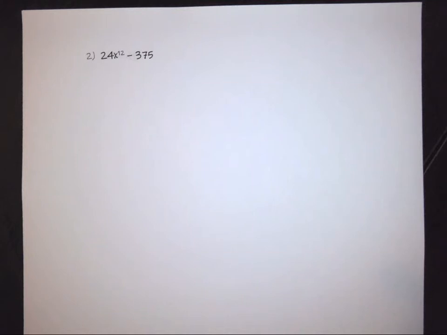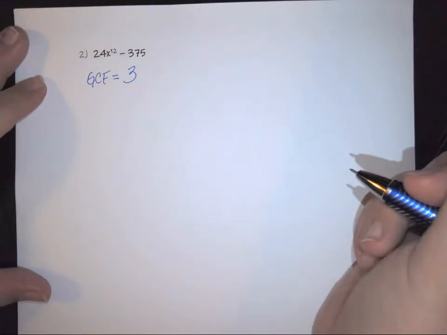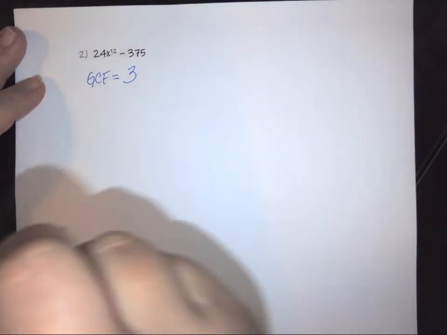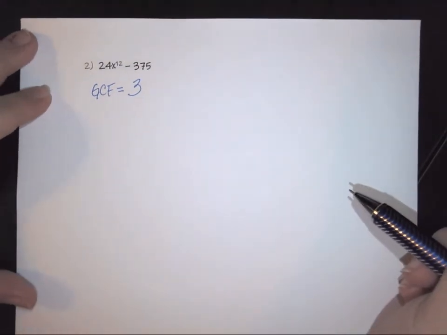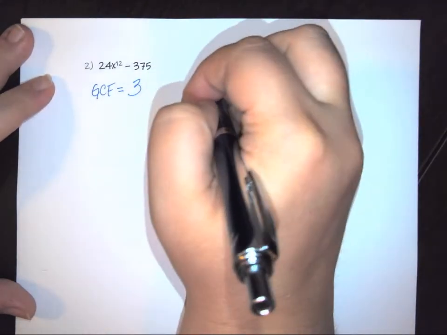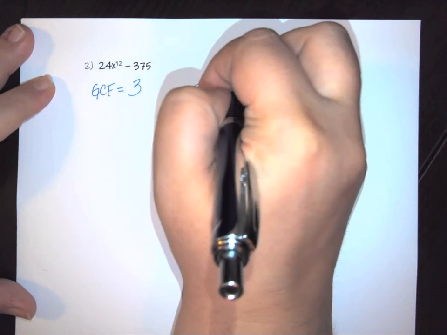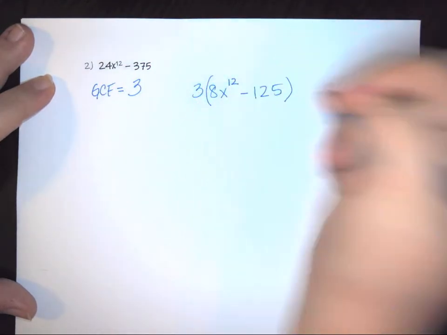We need to find out which, and the way we do that is by looking to see first if we have a GCF. And in this case, we do. My greatest common factor here is going to be 3. So I need to pull that 3 out so I can determine which type of factoring I'm going to perform. So pulling that 3 out is going to leave me with 8x to the 12th minus 125.